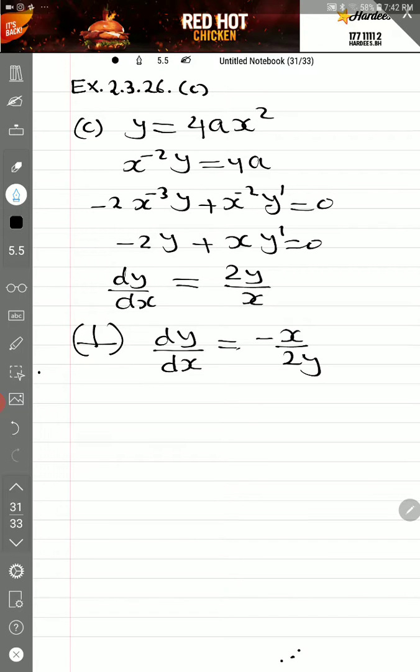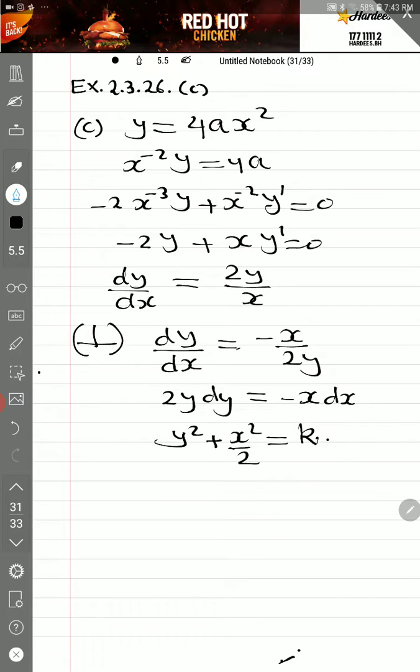Now solve this equation. 2y dy will be just minus x dx, and then y squared equals minus x squared over 2, take it this side, equals plus a constant, leave it here. So this is the final result. This is star, and double star is the orthogonal family to star.